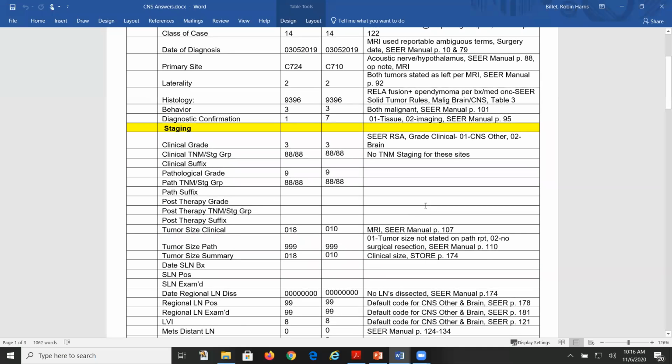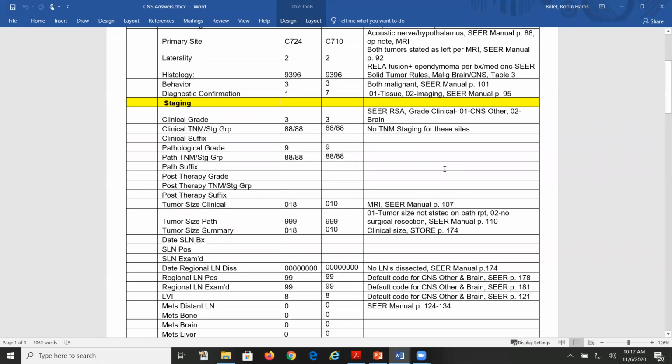Our pathologic grade is 9 for both because there's no surgical resection. The stage group for both is 88. We do not have TNM staging. And then we can skip down to tumor size clinical, which is 018 for the left acoustic nerve tumor and 010 for sequence 2, the hypothalamus tumor.